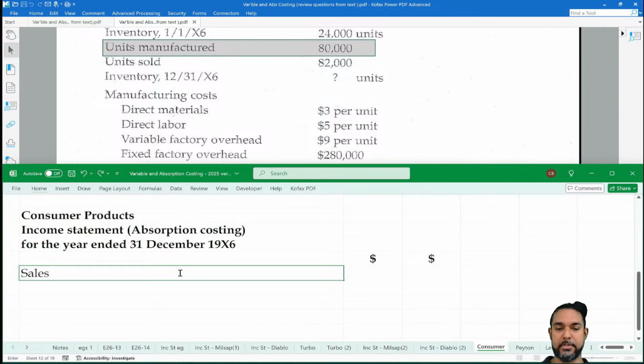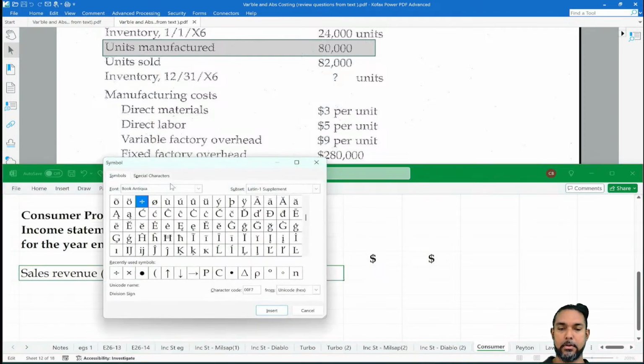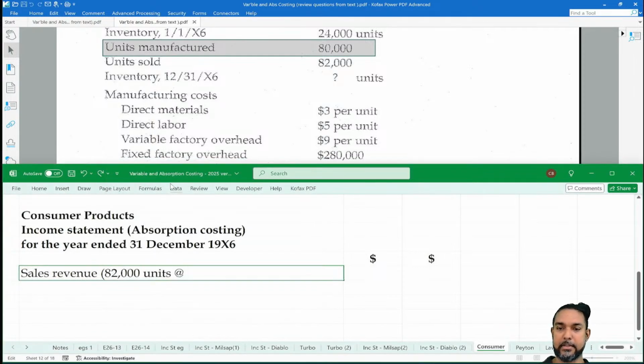Okay, so we're going to start with the sales revenue. Sales revenue. Right. So that was how many units? We sold 82,000 units. I'm just going to use that at sign.